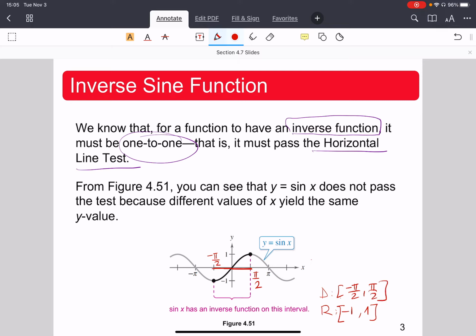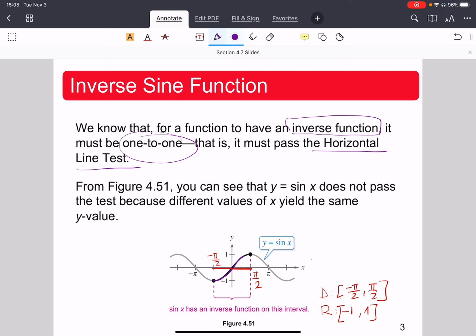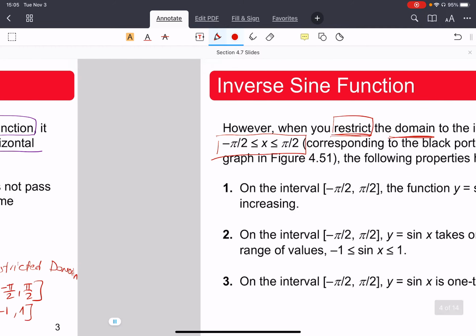So you realize if we only do that, then the function just becomes this purple curve. And this curve will pass the horizontal line test, right? So you can draw some horizontal lines like I'm kind of doing here, and it's always going to pass because I'm ignoring the rest of the function. I'm only focusing on that purple area because I restricted the domain. So this is my restricted domain.